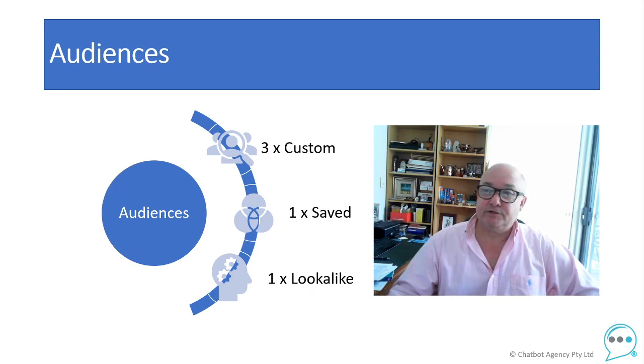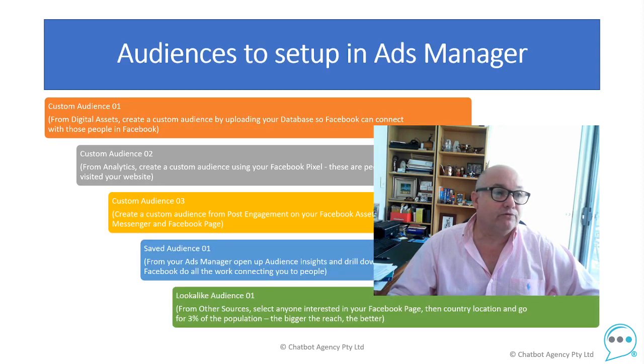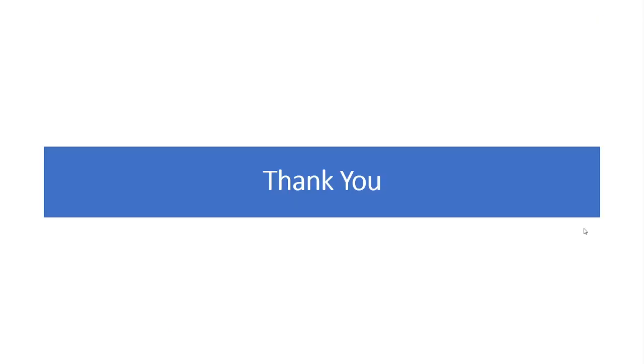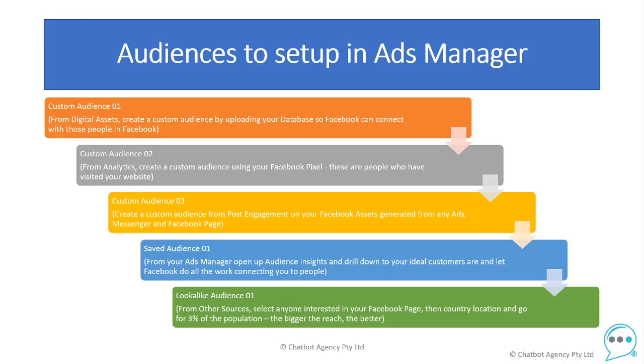Let's go through these one at a time. The strategy is this. First up, we need to create a custom audience. The first custom audience: we're going to grab all those digital assets that we've spoken about in previous lessons and upload them into Facebook. Then Facebook will go out and connect with all the people that match up with the data that you've put into your Facebook Ads Manager.